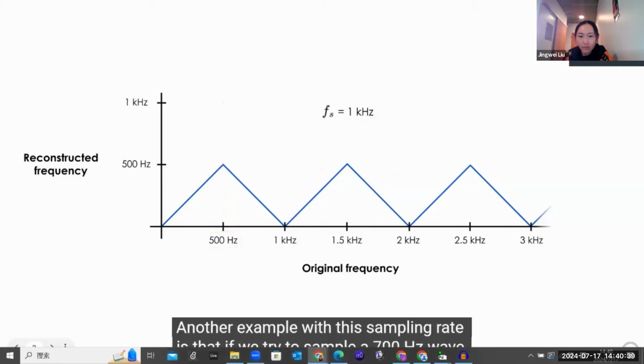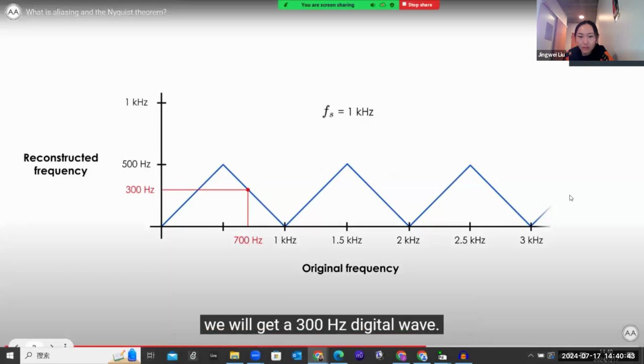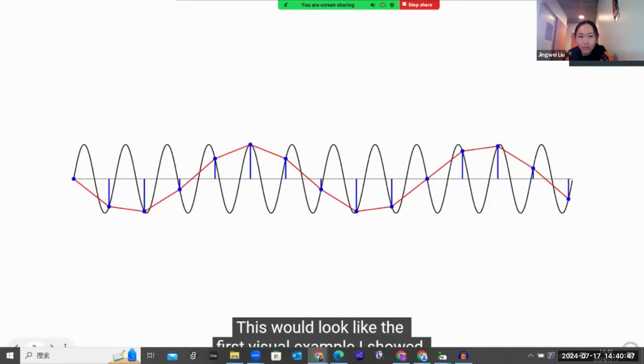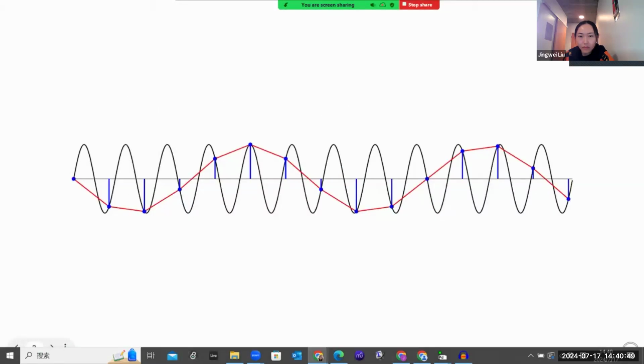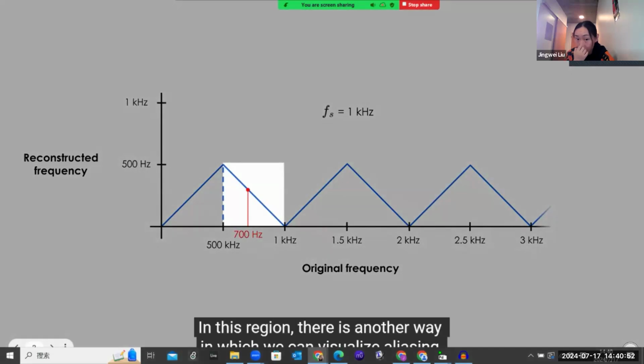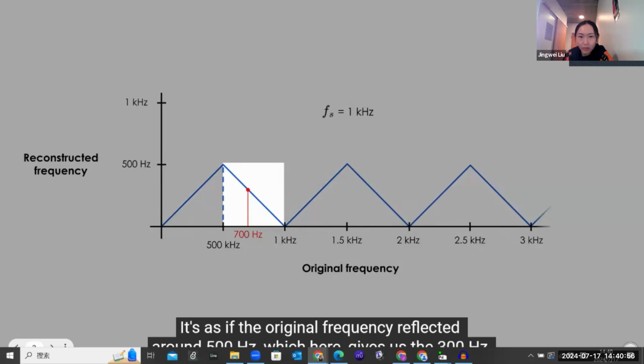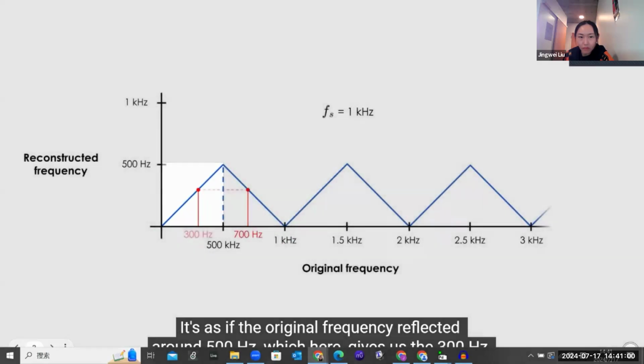Another example with this sampling rate is that if we try to sample a 700 Hz wave, we will get a 300 Hz digital wave. This would look like the first visual example I showed. In this region, there is another way in which we can visualize aliasing. It's as if the original frequency reflected around 500 Hz, which here gives us the 300 Hz.